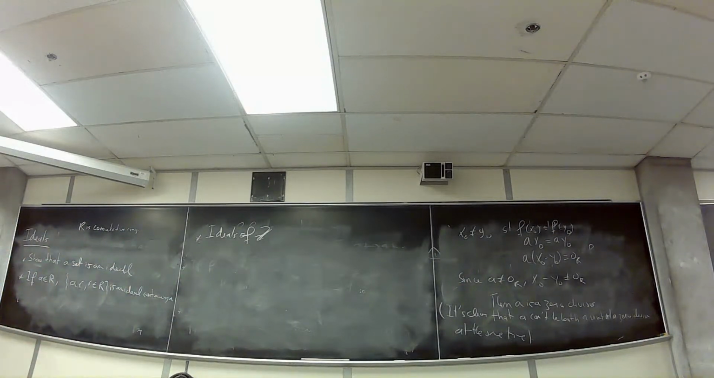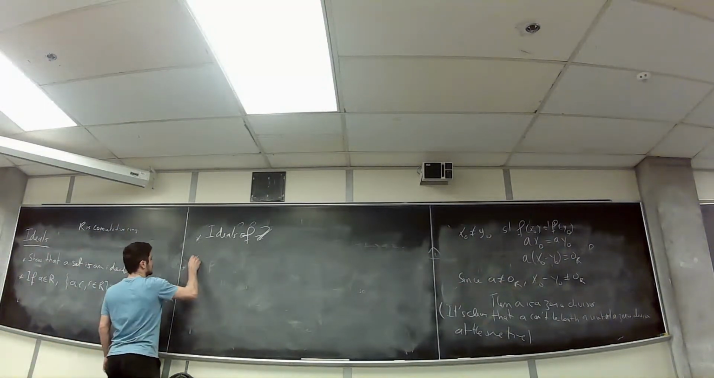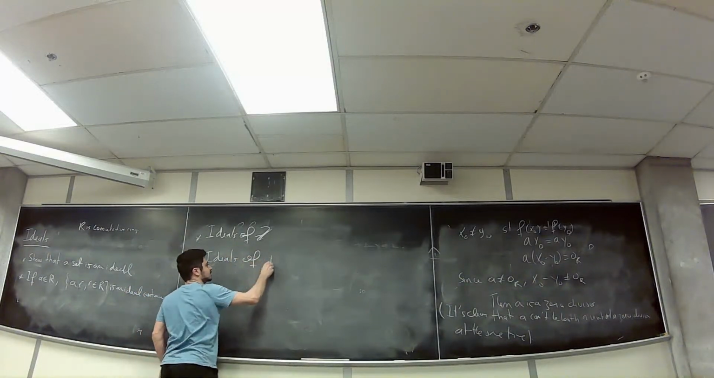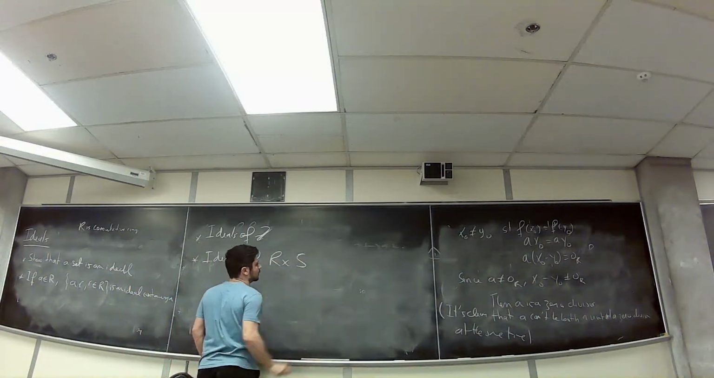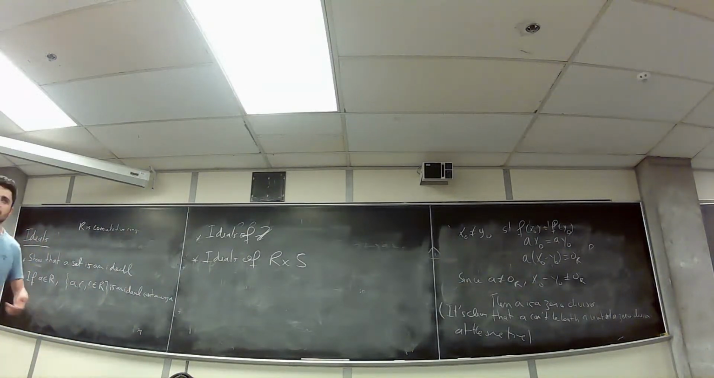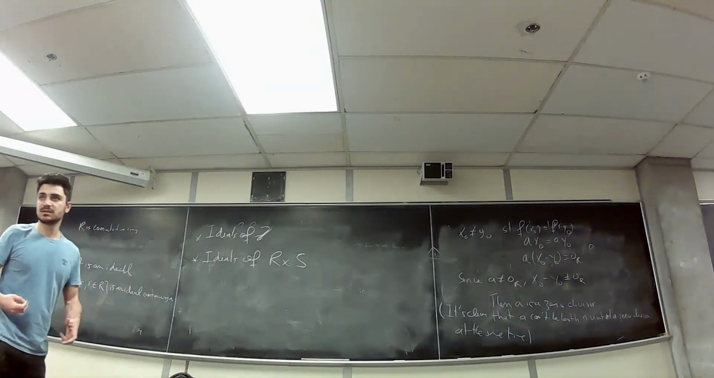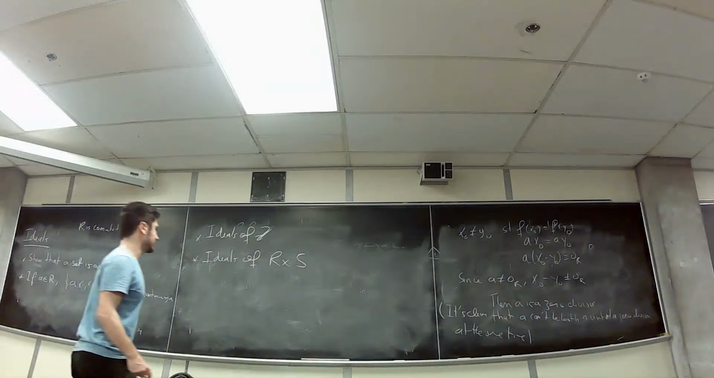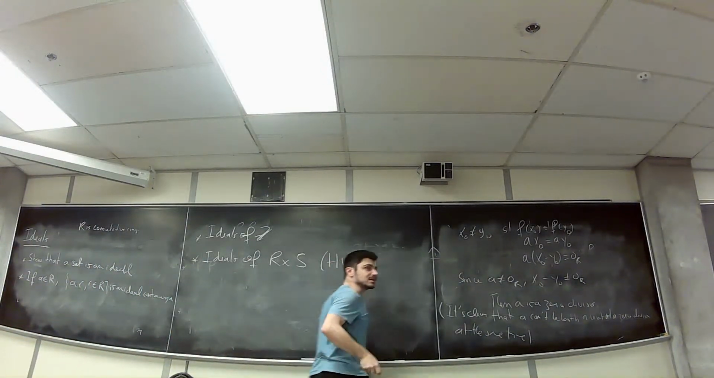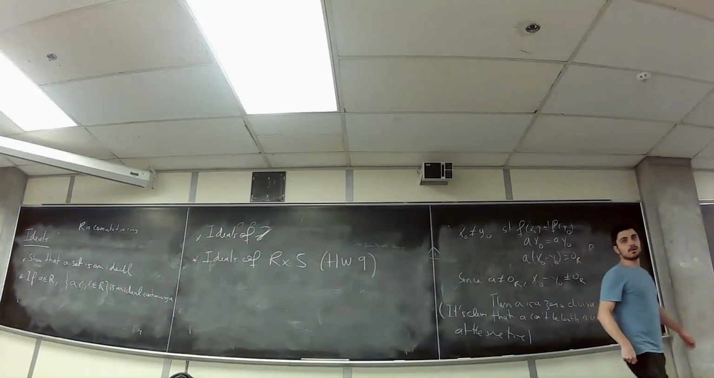And then we did an example also, ideals of R cross S, where R and S are commutative rings, right? You remember this? An ideal in R cross S is a product of two ideals. This is homework 9. These are very good examples that I can ask. I might ask things like that. Okay.